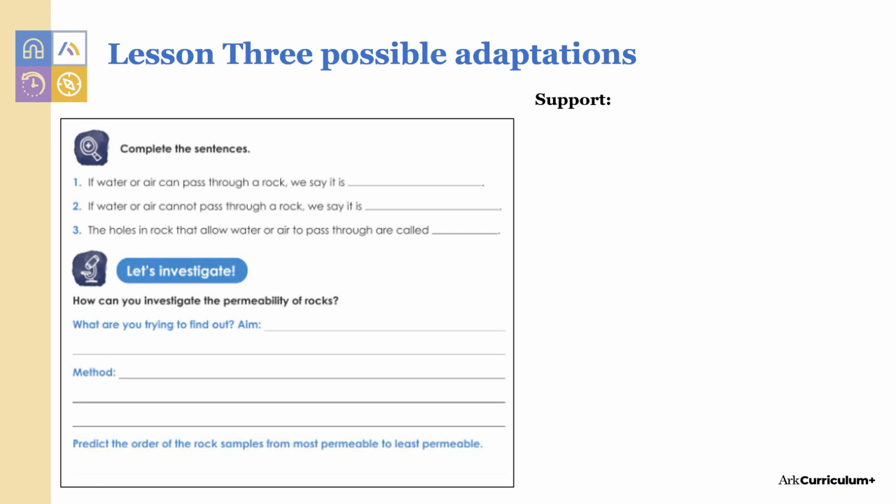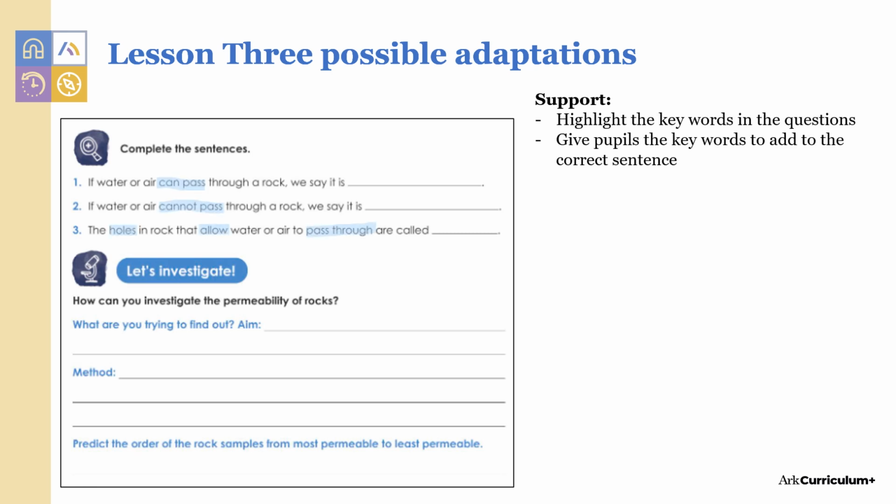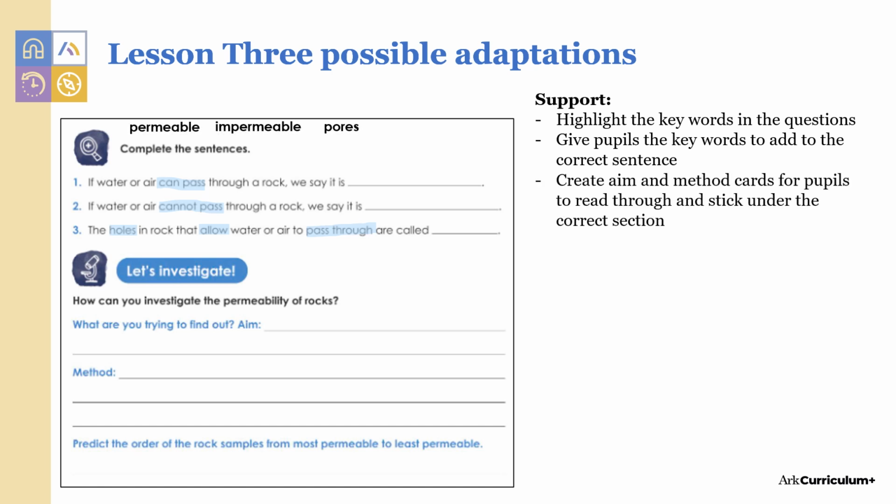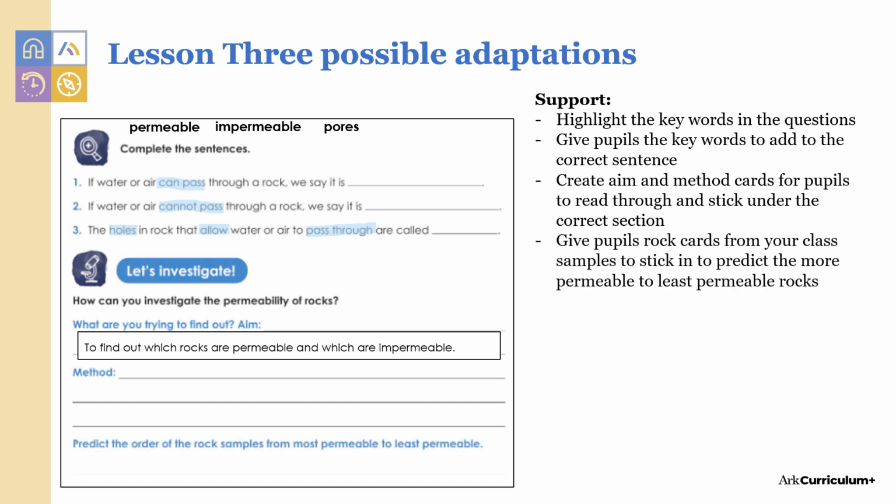In Lesson 3, pupils need to answer some questions and undertake an investigation. Support pupils by highlighting the keywords again in the questions. You could give pupils the keywords to add to the correct sentence. You could create aim and method cards for the pupils to read through and stick under the correct section. You could give pupils rock cards from your class sample to stick in to predict the most permeable to least permeable rocks.